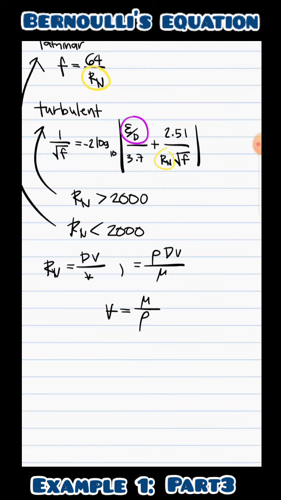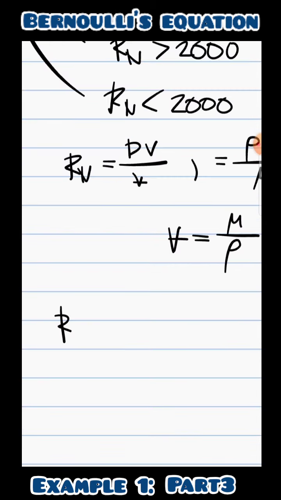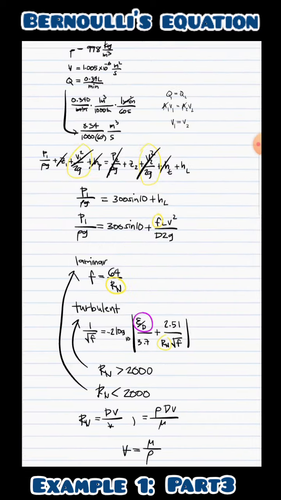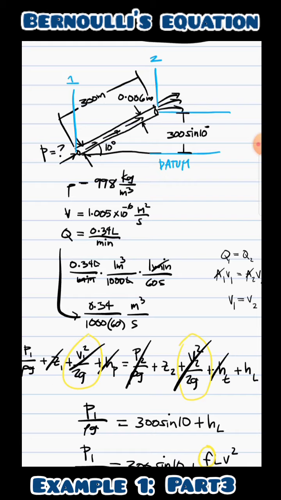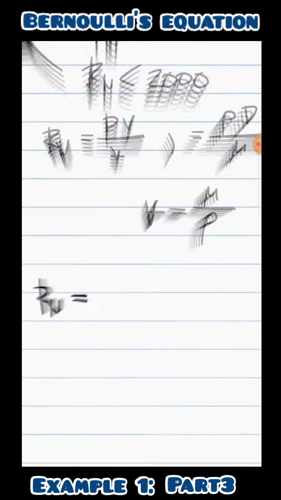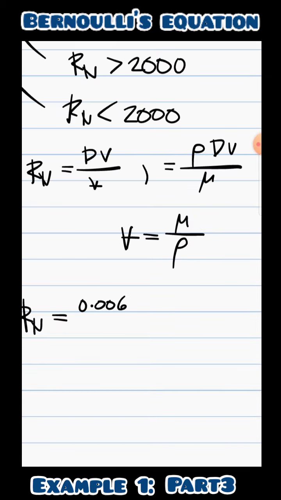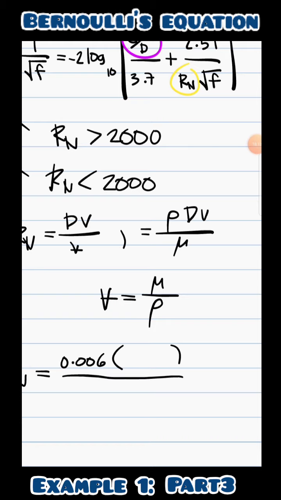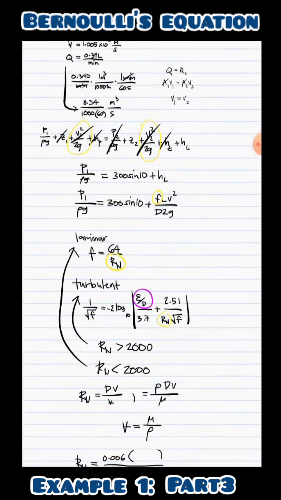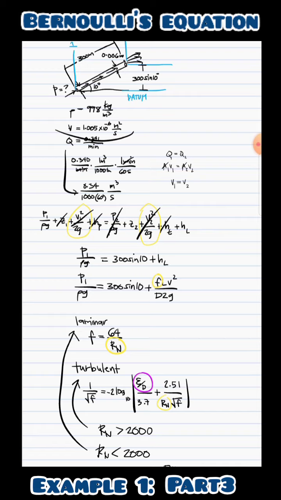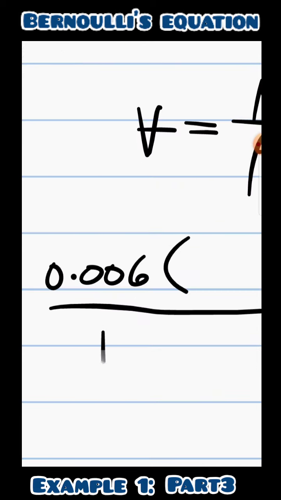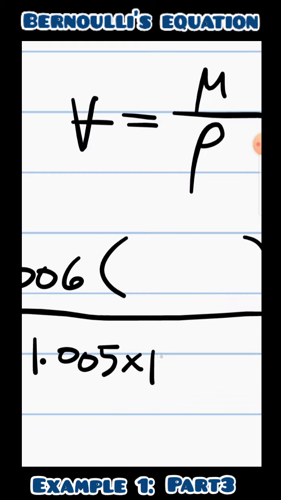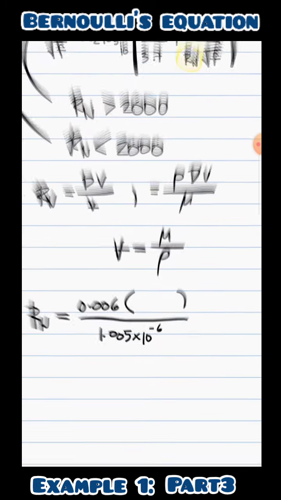Now let's solve for the Reynolds number based on our given. As you can see here, the diameter of our pipe is 0.006 meters. That's our first parameter, the D. What's the velocity of our pipe? For this term right here, that's the velocity, and for the term below, that's the kinematic viscosity. So our kinematic viscosity is 1.005 times 10 to the negative 6. And what about our velocity? Do we know our velocity?